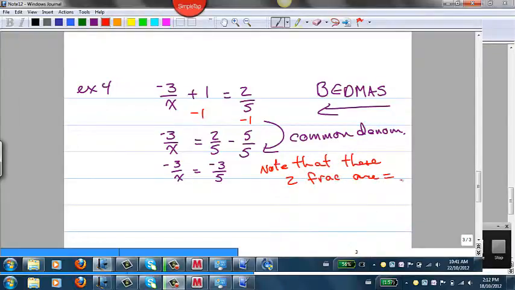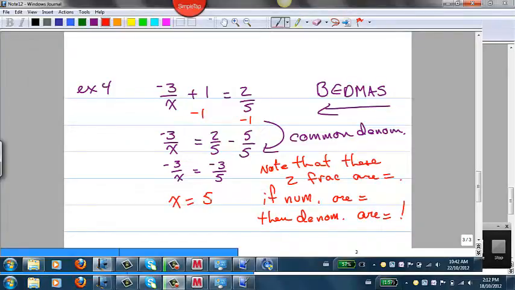Note that these two fractions are equal: negative 3 over x is equal to negative 3 over 5. If the numerators are also equal, then it must be true that the denominators are equal. So x must be 5. Now, this isn't a common situation, but it will pop up.